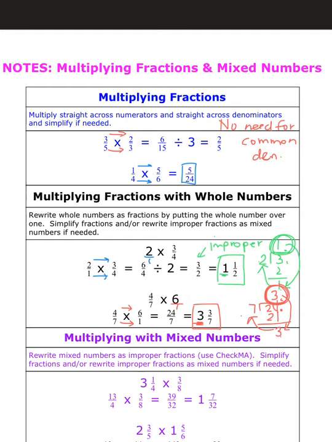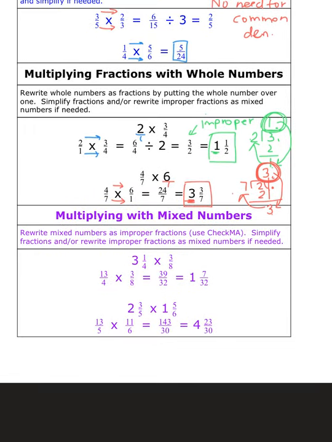Okay, one last type of multiplying, which would be multiplying with mixed numbers. So if you're multiplying with mixed numbers, anytime you're doing calculations with mixed numbers, the very first thing you want to do is rewrite your mixed numbers as improper fractions. We did that the other day, which was using check ma. Okay, how does check ma work if we forgot? Remember, you multiply these two numbers and then you add the numerator.